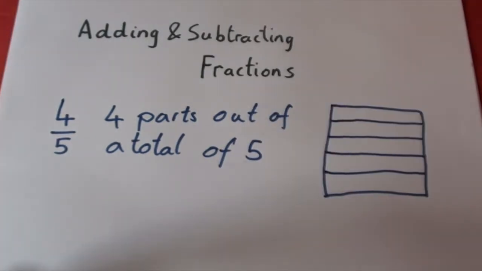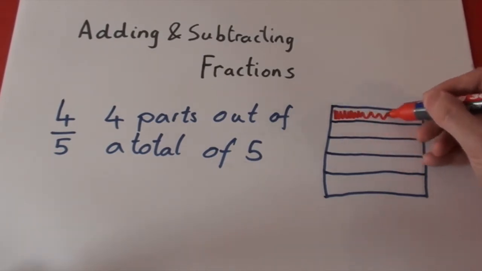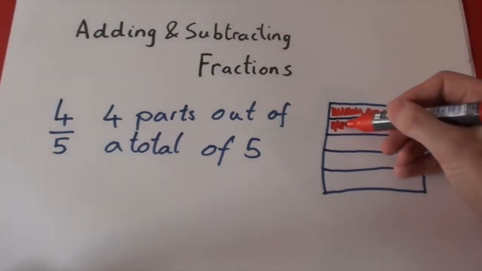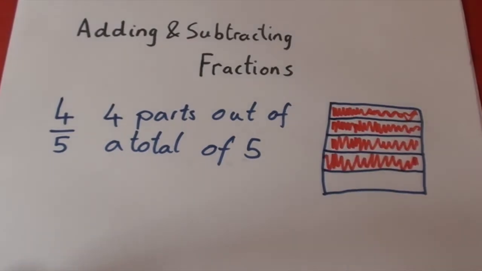So if we were to represent this visually using this wonky square, this has 5 parts to start with. So we've got 1, 2, 3, 4, 5. 4/5 means we would shade in 4 of those sections. There's 2, 3 and 4 all coloured in. That's 4 out of the 5 sections.